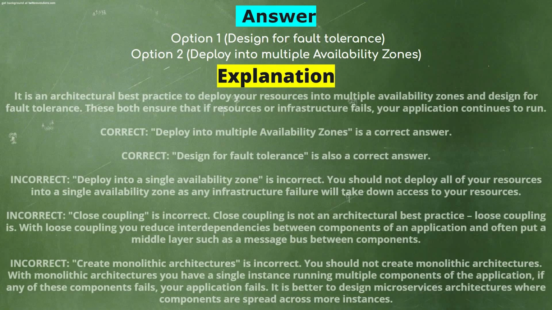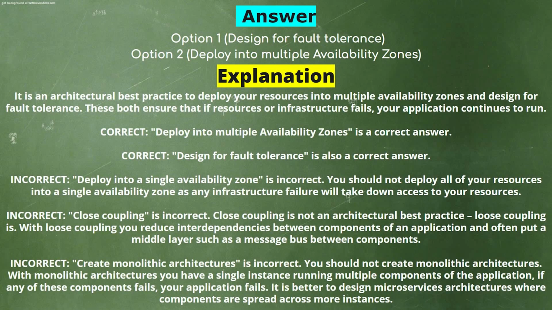Explanation: it is an architectural best practice to deploy your resources into multiple availability zones and design for fault tolerance. These both ensure that if resources or infrastructure fails, your application continues to run. Deploy into multiple availability zones is a correct answer. Design for fault tolerance is also a correct answer. Deploy into a single availability zone is incorrect. You should not deploy all of your resources into a single availability zone, as any infrastructure failure will take down access to your resources. Close coupling is incorrect.